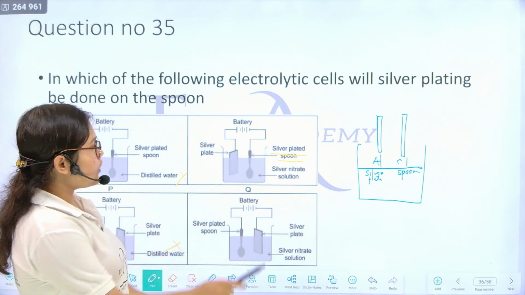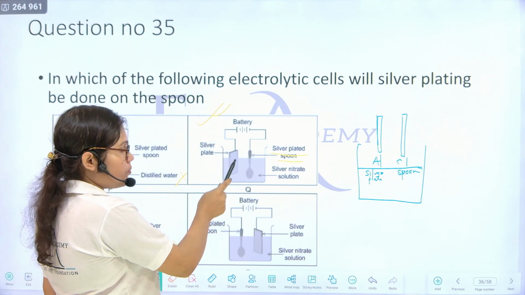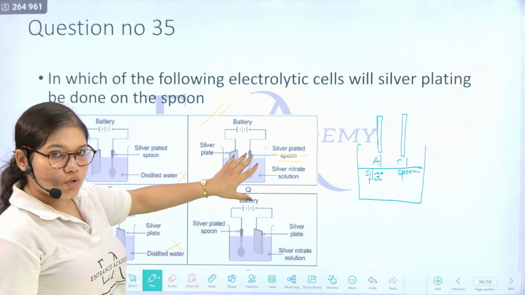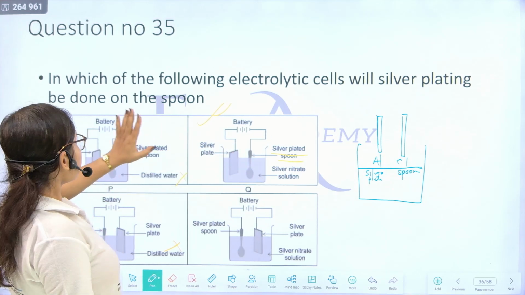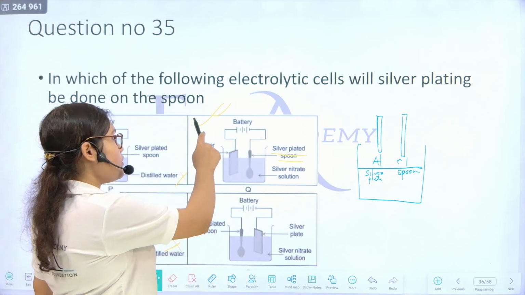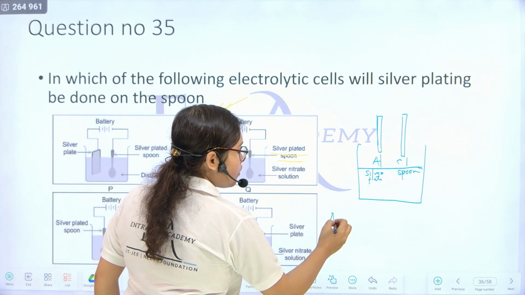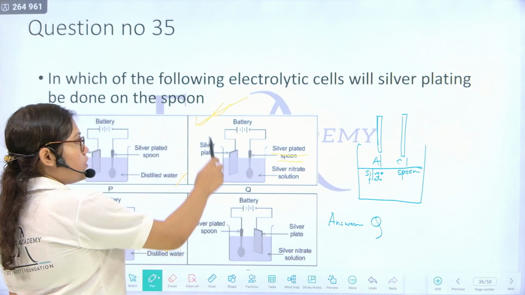So the correct one is this: spoon at the cathode and a silver plate at the anode. Then a silver nitrate solution, the electrolyte, is there. So the correct option where silver plating is done is this, Q. The answer is Q. This is the correct one.